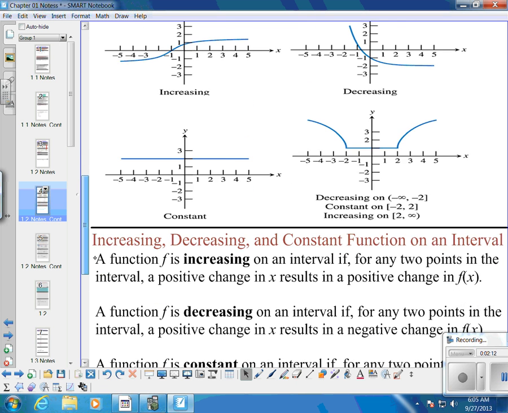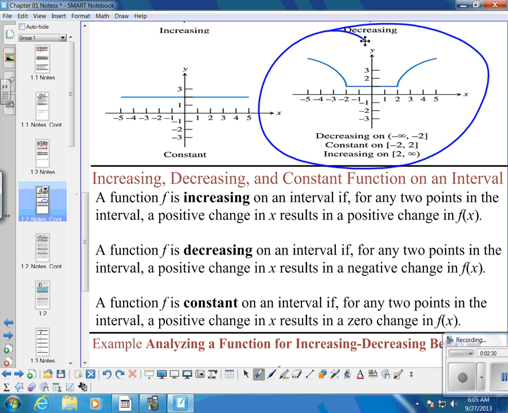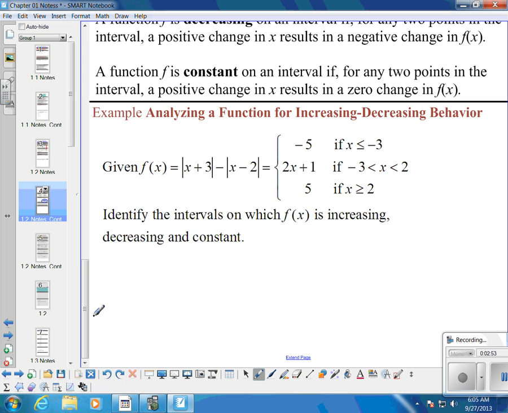We talked about increasing, decreasing, and constant behaviors and how you describe the x values, or give the interval of x values that correspond to that behavior on the graph. So if we're looking at this graph right here, I would describe the x values from negative infinity to negative 2 as decreasing, from negative 2 to 2 as constant, and from 2 to infinity as increasing, always using the x values. And that's pretty much where we ended up.